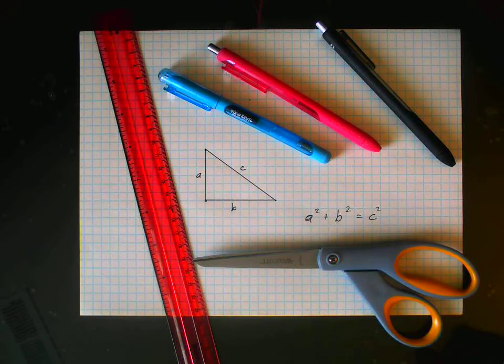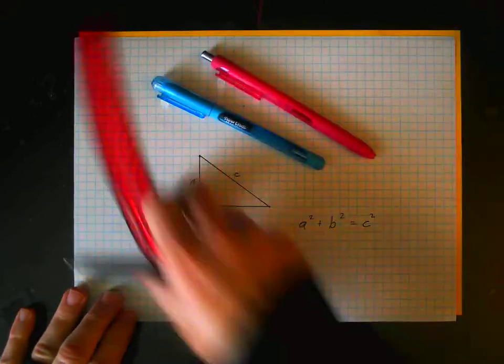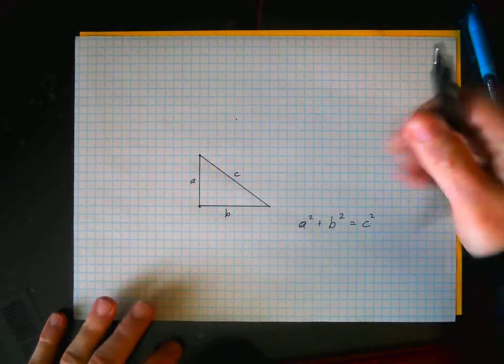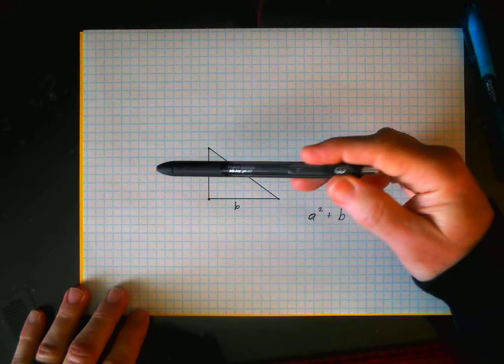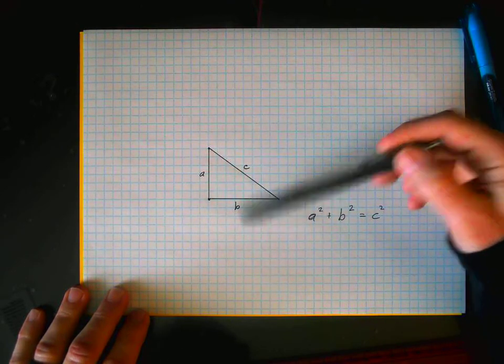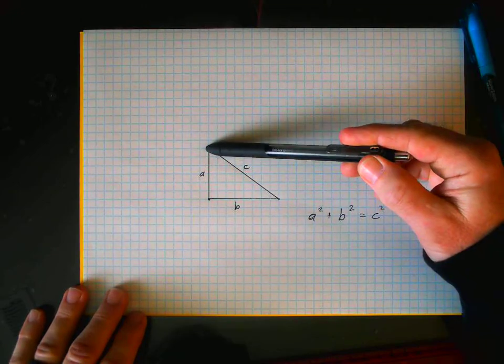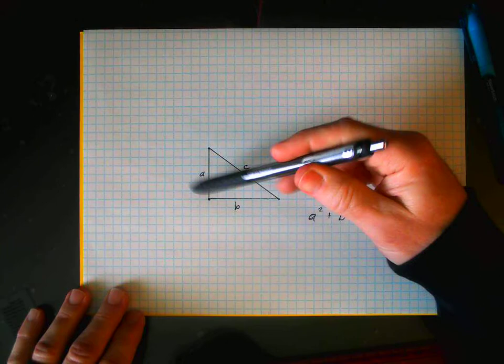Alright, so now that we've got all the things that we need, we are going to talk about what this means. What we're going to do is physically square A, square B, and then square C. It's going to be rather easy to square these 2 sides, or excuse me, the legs of the triangle.